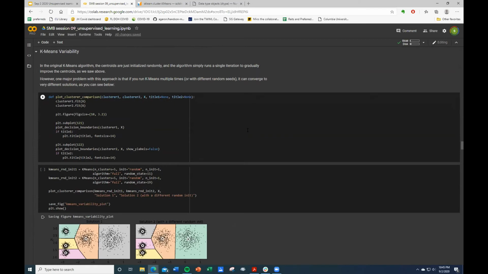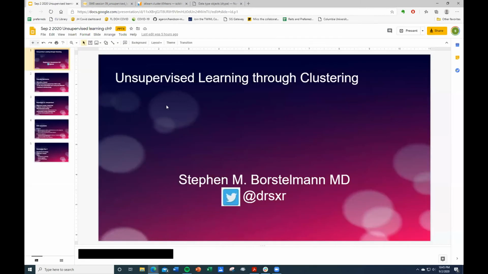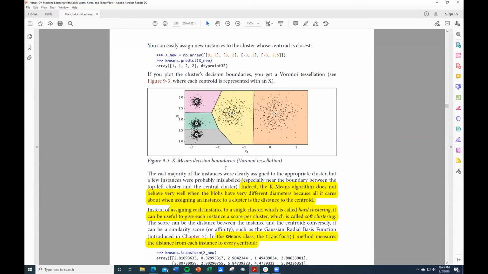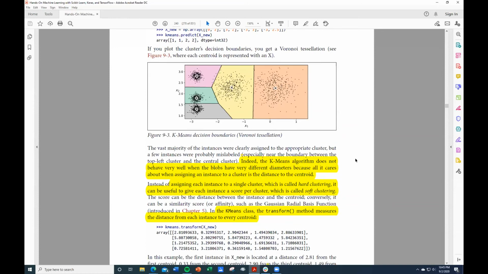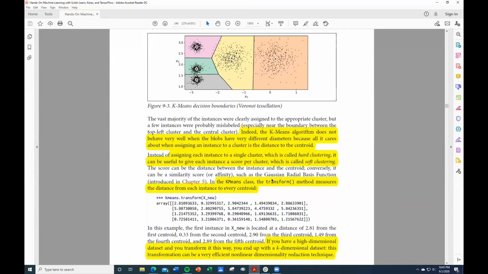So talking about k-means variability, let me go back here, okay? He makes some points here that I thought were helpful, discussing how these decision boundaries work. First of all, the algorithm is not great when the blobs have different diameters, because it's looking at the distance to the centroid to assign a particular instance to a cluster.